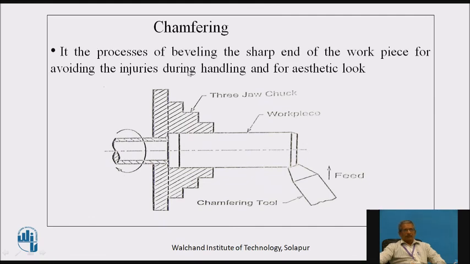So it is the process of beveling the sharp end of the workpiece for avoiding injuries during handling and for aesthetic look. Okay.